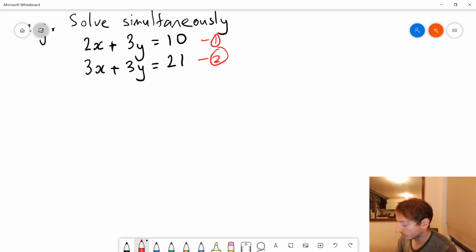So what do I need to do? I need to subtract them. Which one am I going to subtract? I might choose this one first because it's got a larger number, and working with positives is nicer. But both will work, and then I'll subtract equation 1.